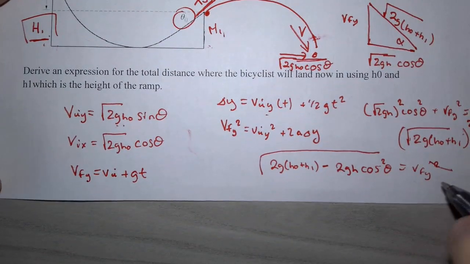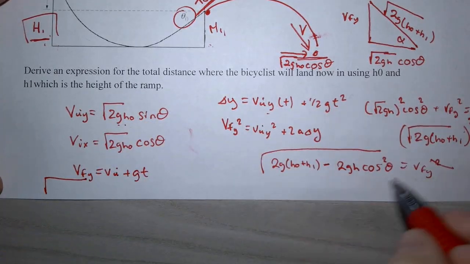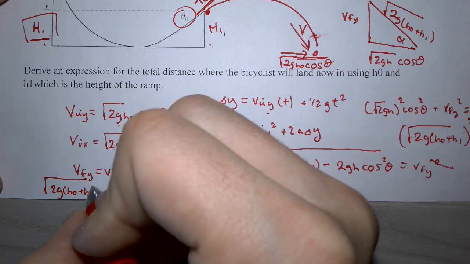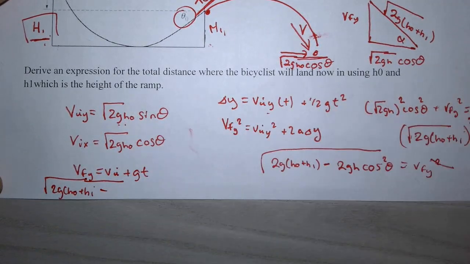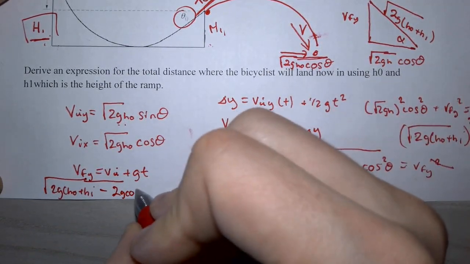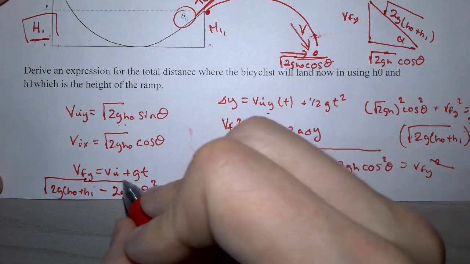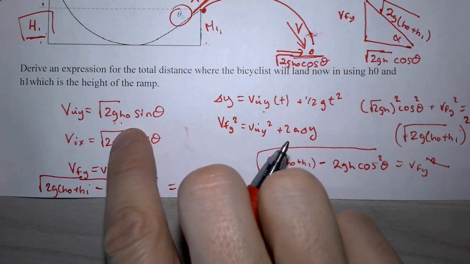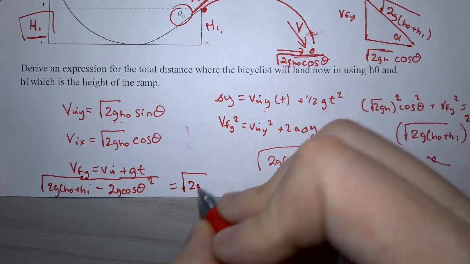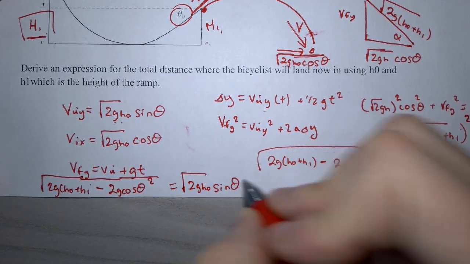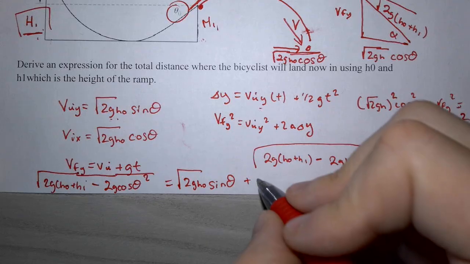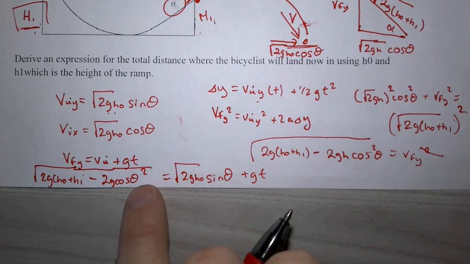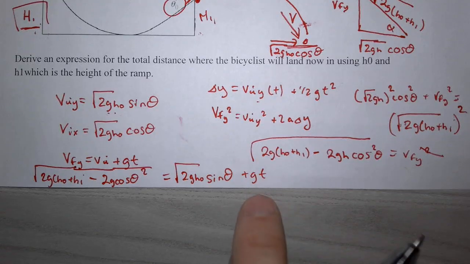So v final for y, we just found out. It was the square root of all that hot mess: the 2g (h naught plus h1) minus 2g h naught cosine squared theta would equal, what is v initial for y? The square root of 2g h naught sine theta plus g times t. We could solve for time. We would subtract this, divide by g, and we would get time.